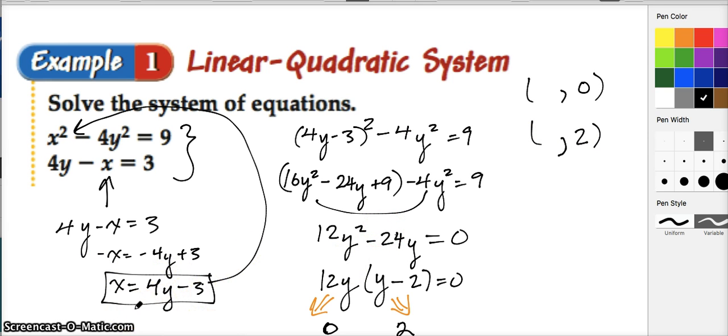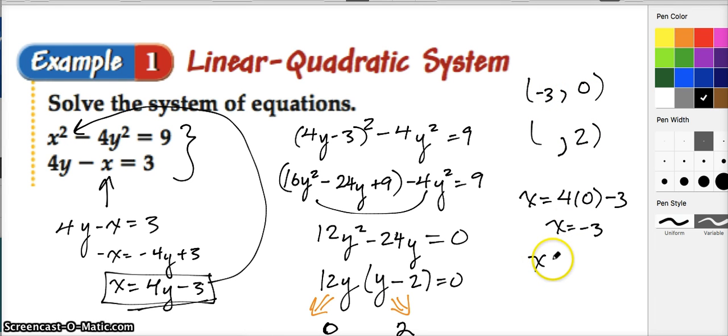I'm going to choose the easiest equation I possibly can, which is this one, x equaling 4y minus 3. Any of these would do, but I'm going to choose the one that's already isolating x, so that helps me out. And I'm just going to substitute in my different values for y. So this first one I'm substituting in 0. So x is equal to 4 times 0 minus 3. X in this case is equal to negative 3.